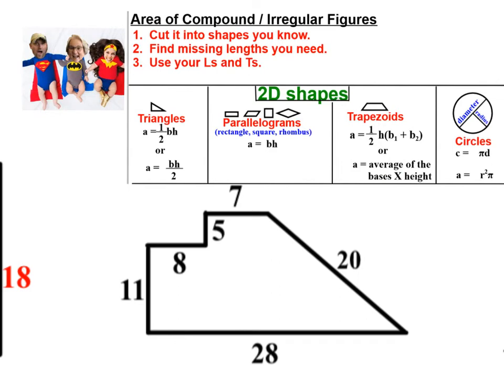I'm going to do one that has a trapezoid on it just because that's where kids struggle a lot. Here's your formula over here for trapezoid. I'm going to do it a little bit differently also. I'm going to go ahead and extend this one. I'm going to find this big trapezoid, and then I'm going to find this little rectangle and subtract it.